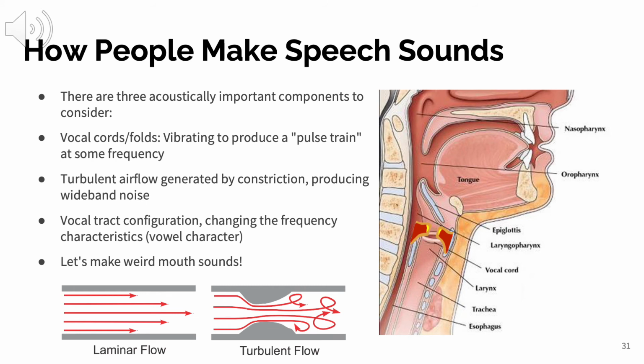In terms of how people are actually making speech sounds, because I've gotten through this without really explaining that, under the assumption that this was originally a talk for linguists: there are three main acoustically important components to consider. First, the vocal cords, or vocal folds, which vibrate at a particular frequency. You can think of these as pulsing open and producing bursts of air at some particular frequency. Then you've got turbulent airflow, which is produced by constriction. If you're making an s sound, you're constricting, and you get essentially turbulent flow instead of laminar flow because of that.